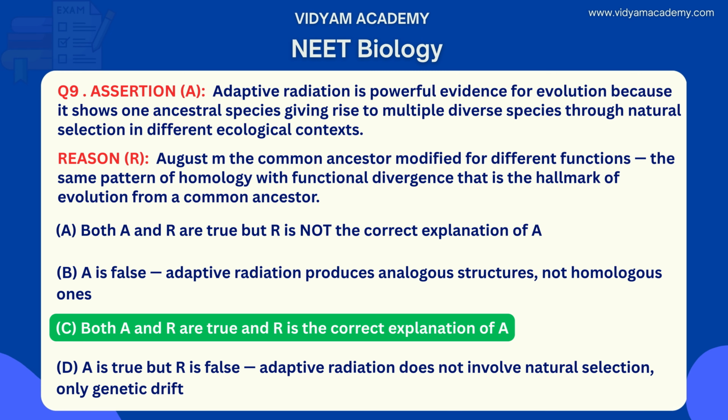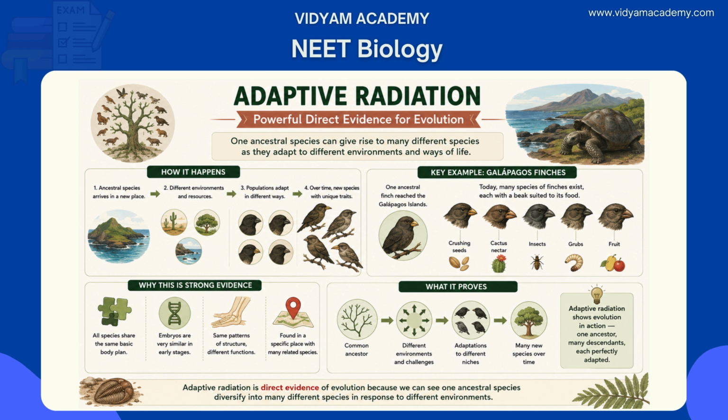Both A and R are true and R is the correct explanation of A. Let's see the explanation of why. Assertion A is true because adaptive radiation directly demonstrates evolution in action. One ancestral stock produces multiple descendant species, each shaped by natural selection to fit a different ecological niche, traceable within documented geological time scales. Reason R is also true because it gives the structural evidence: in all adaptive radiations, the derived species share homologous structures from the common ancestor.